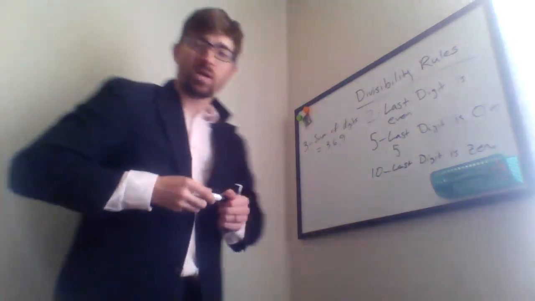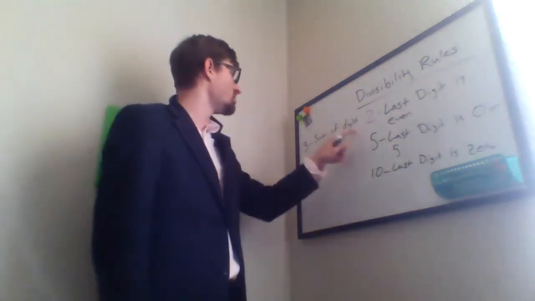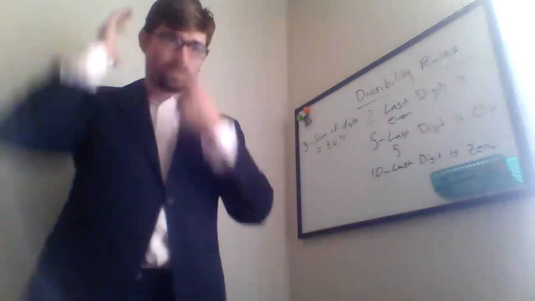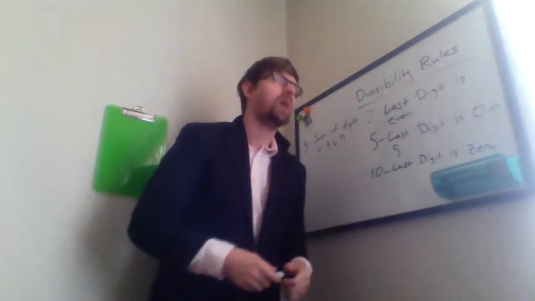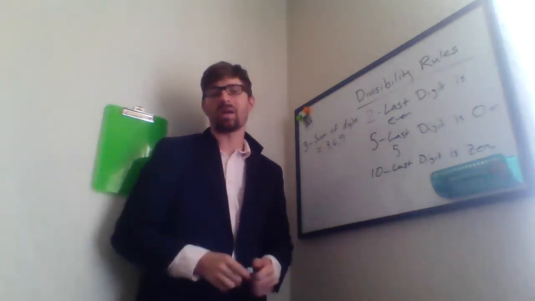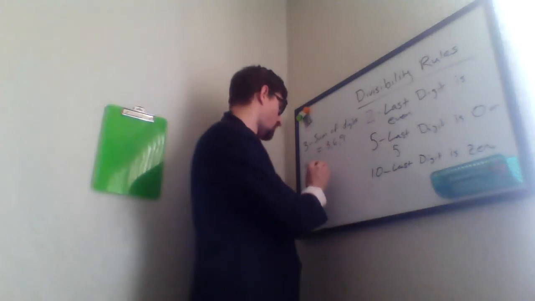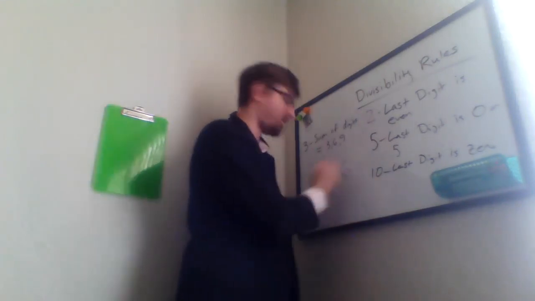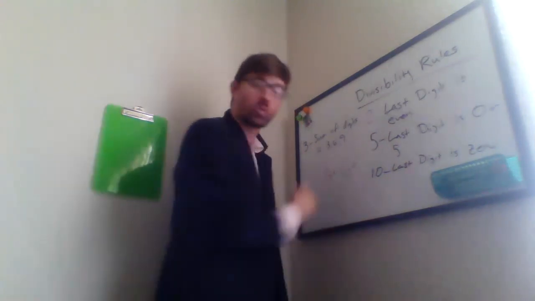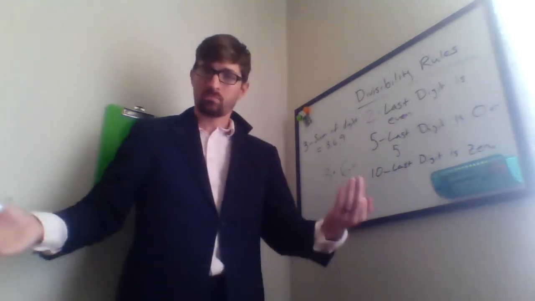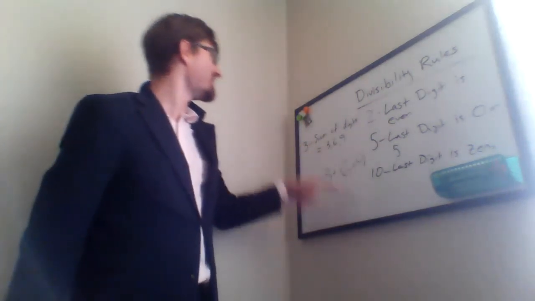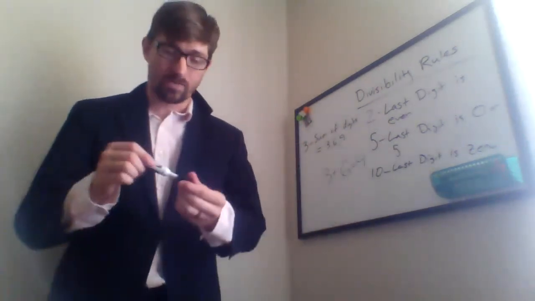So if it's divisible by 3, the sum of the digits equals 3, 6, or 9. Let me express it. Okay, let's think about a number. How about 36? Is 36 divisible by 3? Well, let's see. 36 is built of 3 and 6. What is 3 plus 6? 9. Therefore, 36 is divisible by 3.